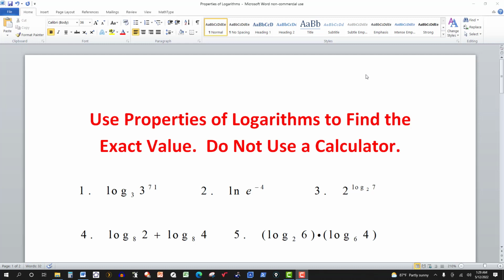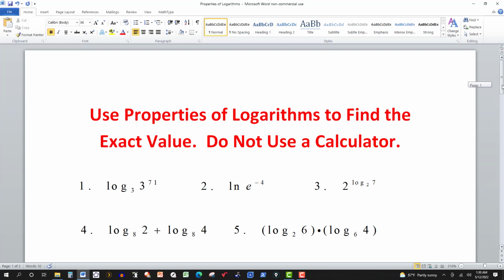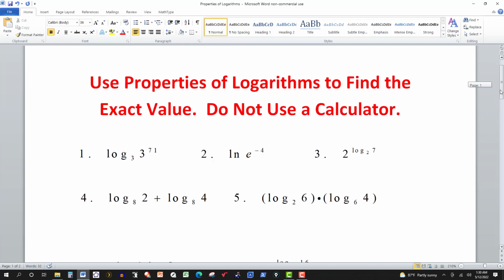In this video, we want to use the properties of logarithms to find the exact value of the following expressions, and we want to do it without using a calculator. Some of them are pretty straightforward. It's important you know your properties. So I'm going to scroll that down a little bit, and you can pause and try these without looking at the properties.